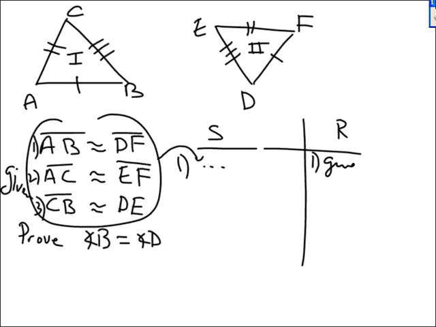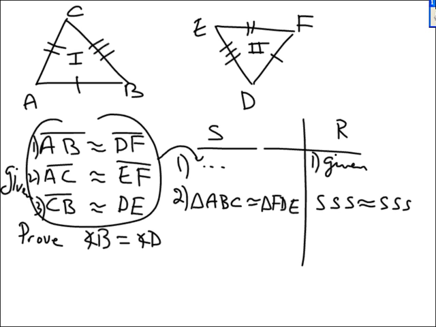So this is given. Number 2, we can say that triangle ABC is congruent to triangle FDE. The two triangles are congruent. Why? Side, side, side is congruent to side, side, side. They both have the same sides.